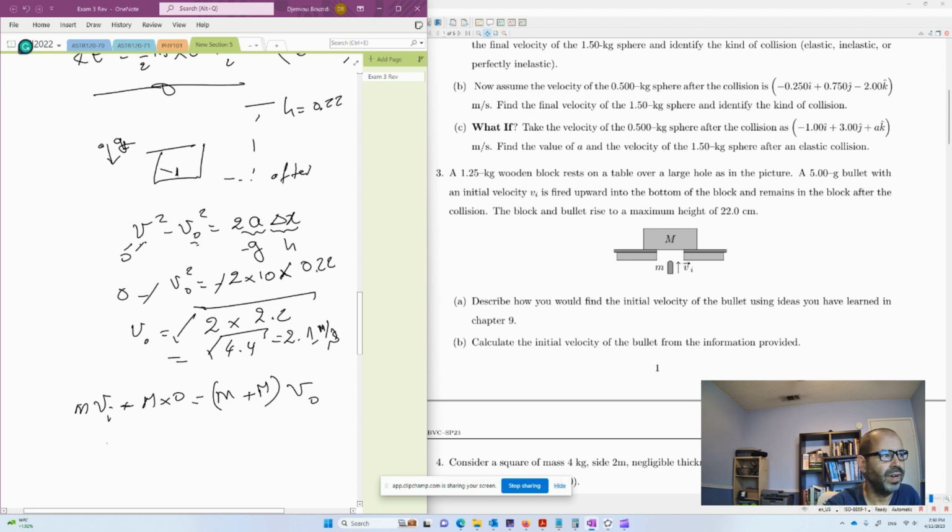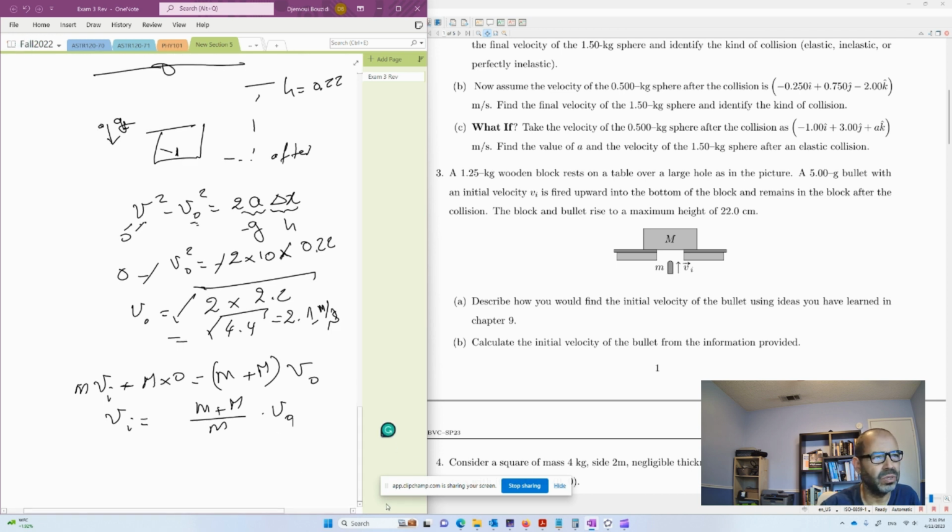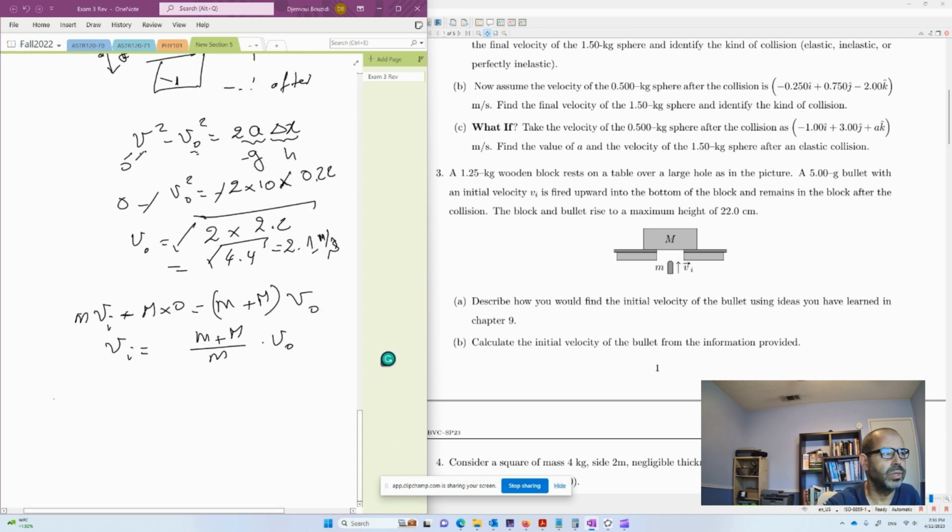So from here, we can find the vi to be simply equal to m plus M over m times v naught, and in here m is very, very small compared to big M. So in this case, vi is going to be equal to 1 plus 1,250 divided by 5. Okay, I converted both to grams because it doesn't matter, it's a unitless number. So you can leave it in kilograms, but it's going to be 0.05. It's the same math. Times the initial velocity, times the velocity of the block after the collision.